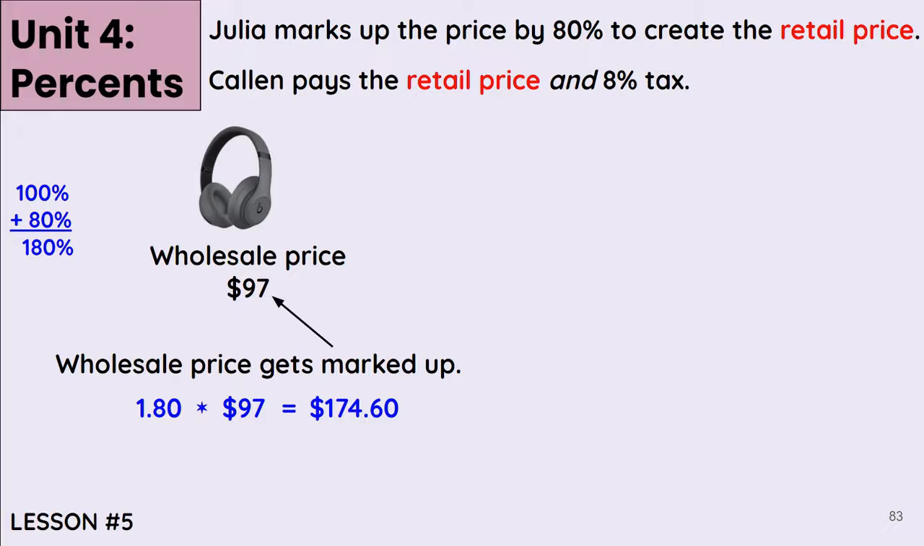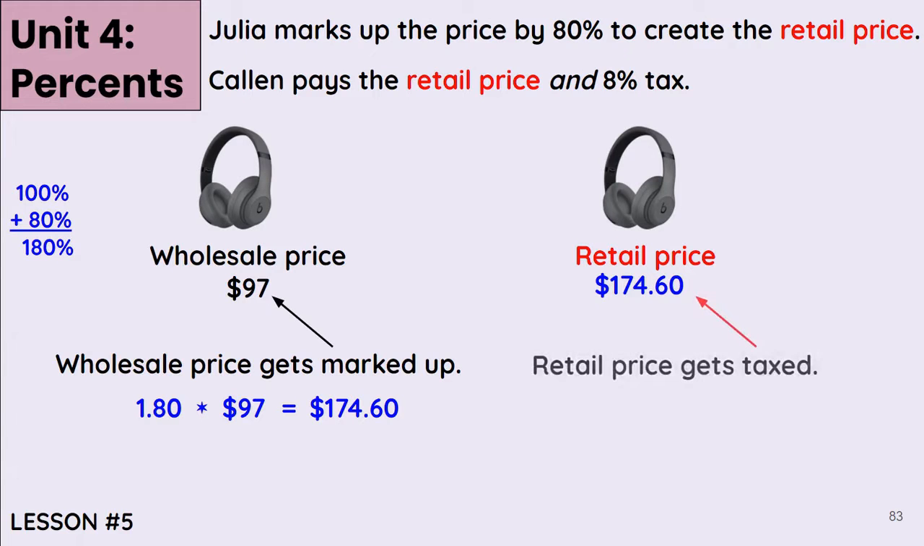So Callan, who's buying these headphones, never knows that Julia bought them for $97. All Callan sees is the retail price. All Callan sees is, oh, here are some headphones, and they are $174.60. So he picks them up and goes to the cashier, and he has to pay that amount and tax.